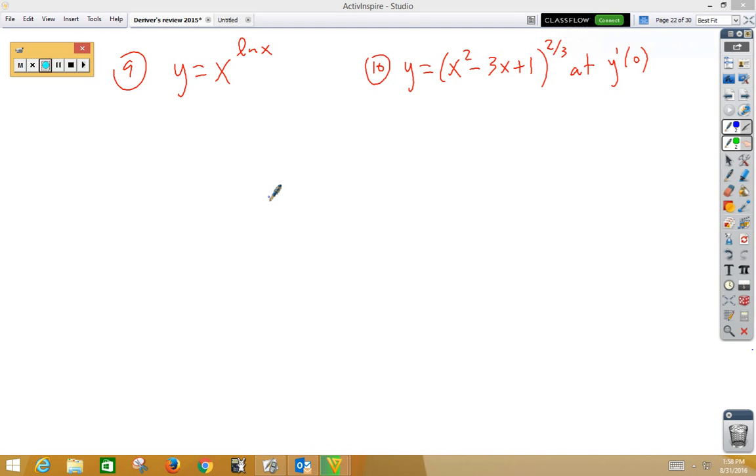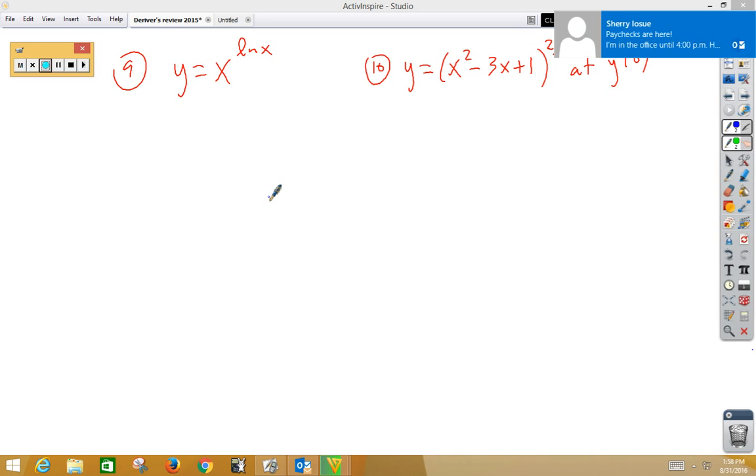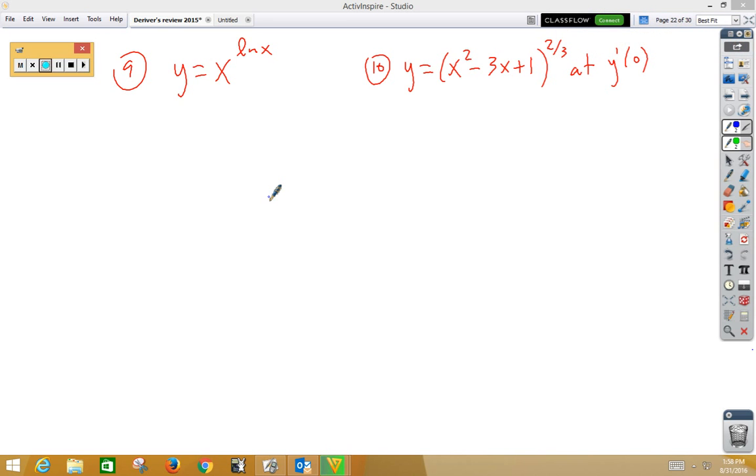In Derivatives Review part 11. Now we've got an interesting one here where we have y equals x to the natural log x. When you have a problem that looks like that, it's helpful to use logarithmic differentiation.